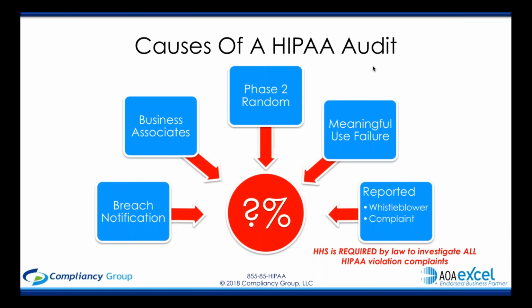The next thing is what's called phase 2 random audits. Although the laws and the enforcement rules changed in the period from the end of 2013 to 2017, one of those changes was that now the U.S. government has the right to randomly audit anybody in healthcare. Which means you could have done nothing wrong, but you're going to get a letter that says, hey, we just picked your name out of the hat. We want to find out what you're doing.